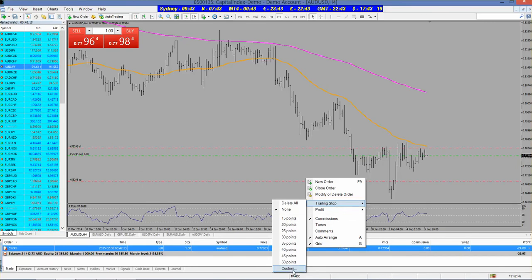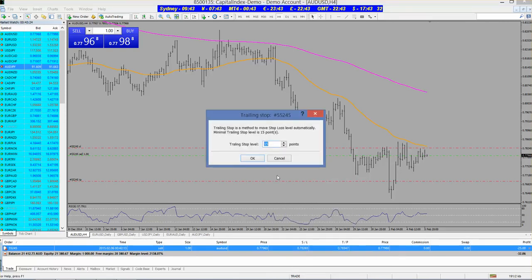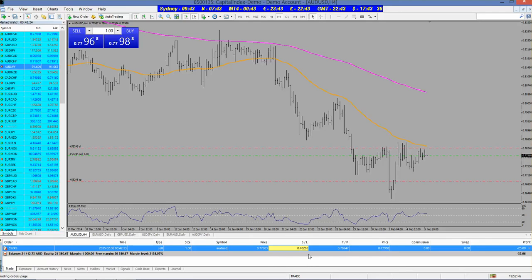I don't like using this. First thing on this though, this is points, so that's 2 pips. 20 points is 2 pips. So if you want a 100 pip stop, then it's 1,000 points. Okay, and it's trailing at 100 pips below. That's a dynamic stop, and I don't like it.